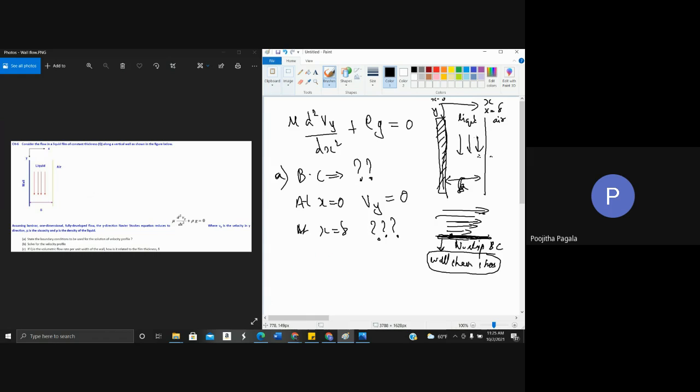There is nothing which is restricting the movement of this surface, which means there is no shear stress on this surface. So tau is 0.